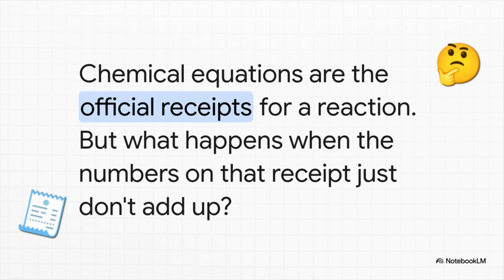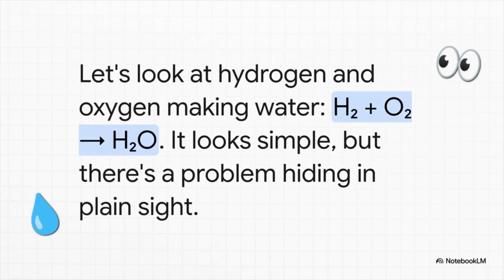But what happens when you look at the receipt and the numbers just don't add up? Let's take a look at maybe the most famous reaction on the planet: hydrogen and oxygen getting together to make water. Seems simple enough, right? H2 plus O2 gives you H2O. But wait a second. If you look really close, there's a problem hiding in plain sight.